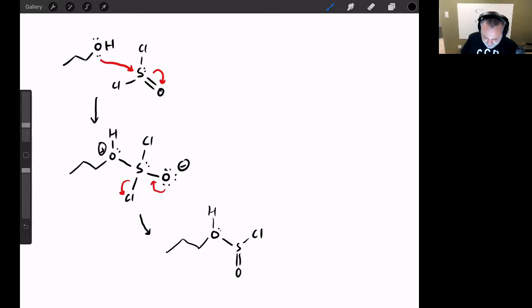Now this is where the pyridine comes in. Remember, pyridine is an aromatic base. It's aromatic both in its conjugate acid and the base form. It's going to do proton transfer. Now we've created a good leaving group.